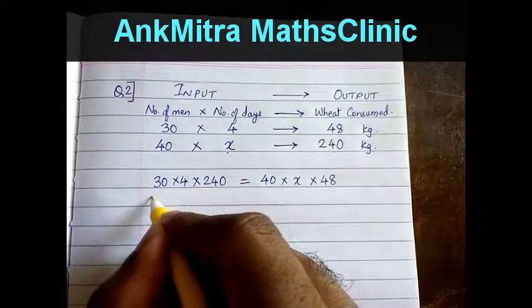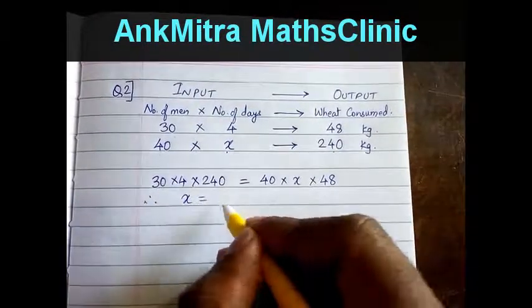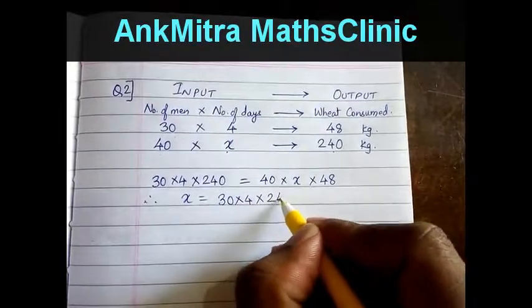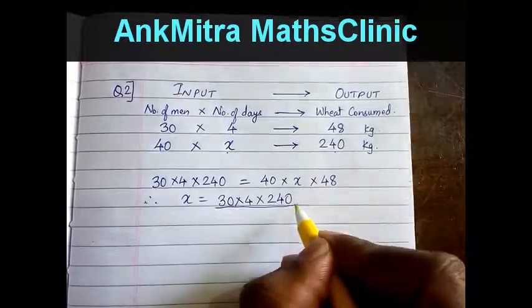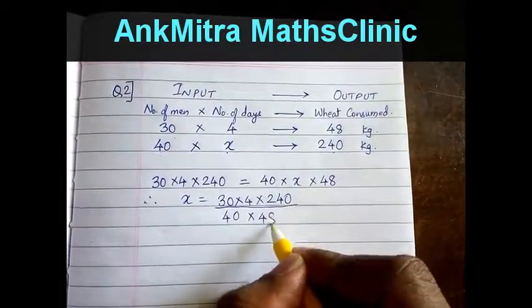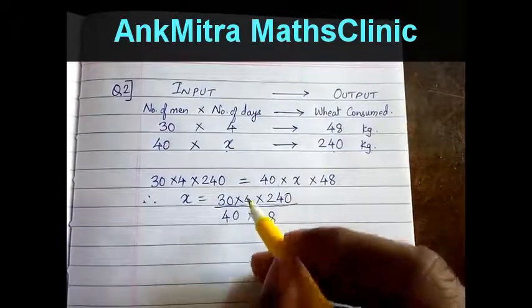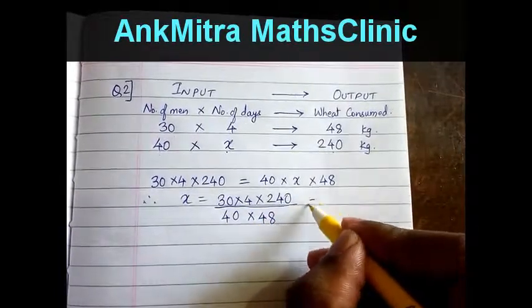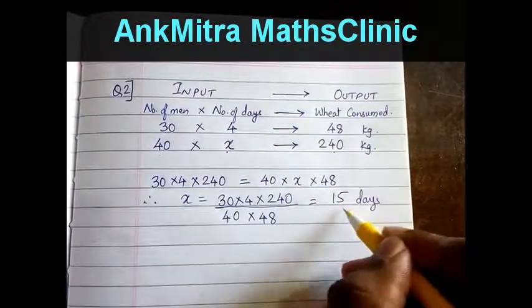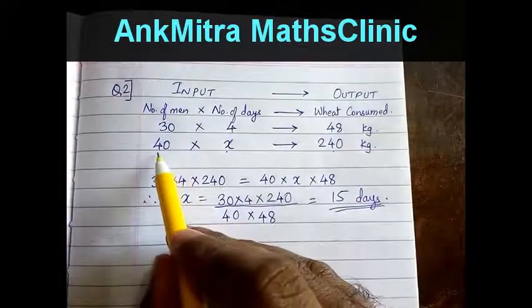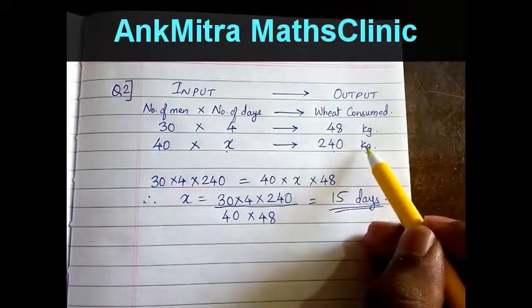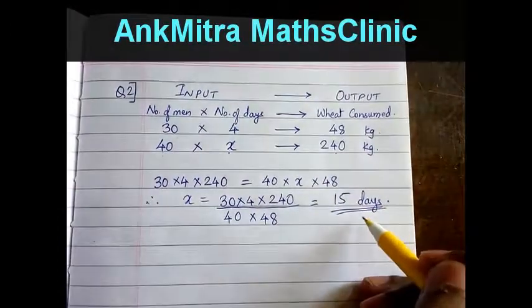Okay, so simplifying this, we get x is equal to 30 multiplied by 4 multiplied by 240 divided by 40 multiplied by 48. Simplifying this, that is doing all the cancellations, we get x is equal to 15 days. That means 40 men will need 15 days to consume 240 kg of wheat. This is our required answer.